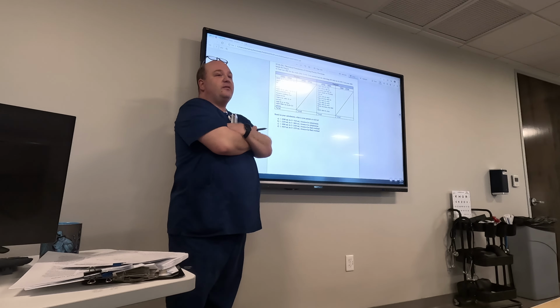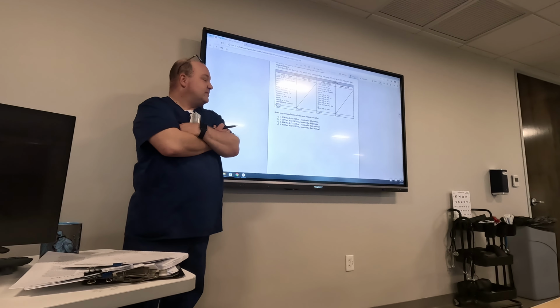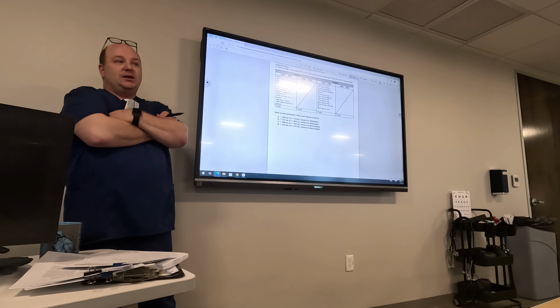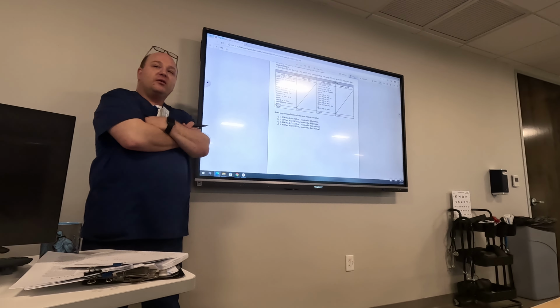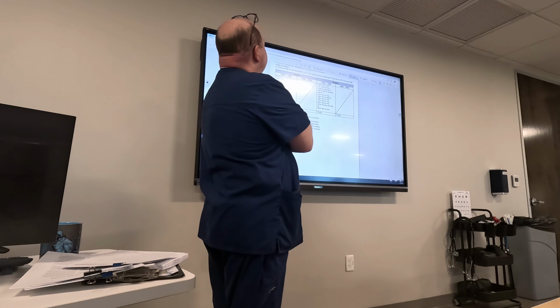So given that, for the second part of this on your calculations, what is your patient at risk for? Dehydration. They're putting out more fluid than they're taking in. Okay.